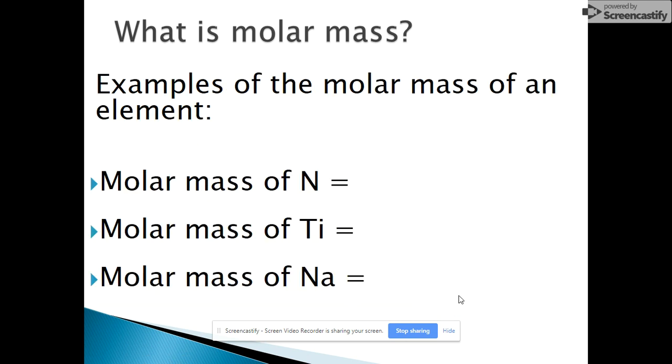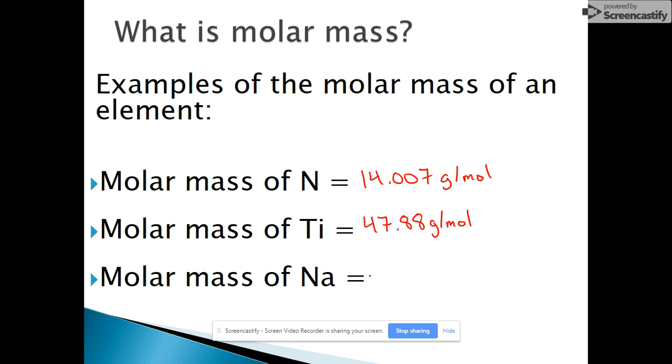So if we do a few examples, you'll need your periodic table for this. When we look at nitrogen on the periodic table, it has an atomic number of 7 and a mass number of 14.007. So our molar mass is 14.007, and the unit that we just saw, grams per mole. If we look at titanium on the periodic table, atomic number 22 has a mass number of 47.88. So our molar mass is 47.88 grams per mole.